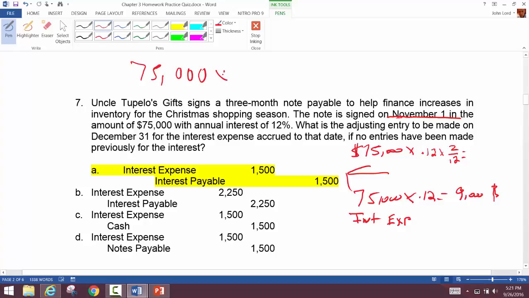So I'm going to take 75,000 times 0.12 times, I'm paying him when? October 31st. So I've got what? I've got 10 months now, don't I? All of January, all of February, all of March, all of April, all of May, June, July, August, September, 10 months, right? October 31st I pay him. So I multiply that times 10/12. 75,000 times 0.12 times 10 divided by 12 gives me what?